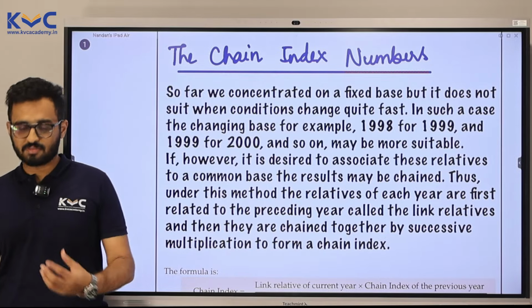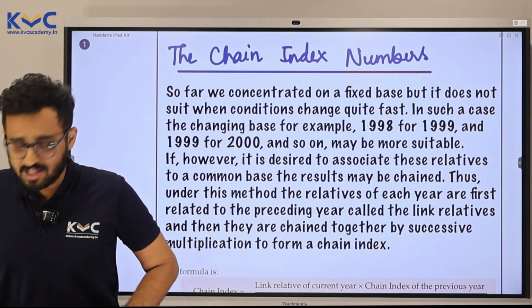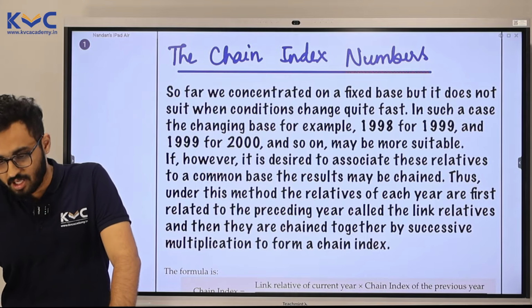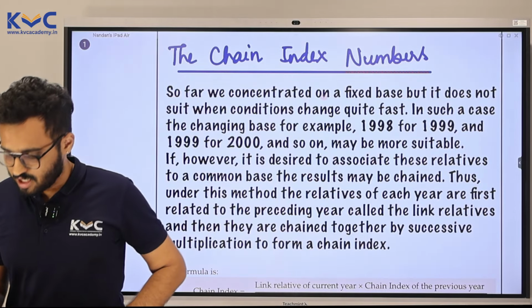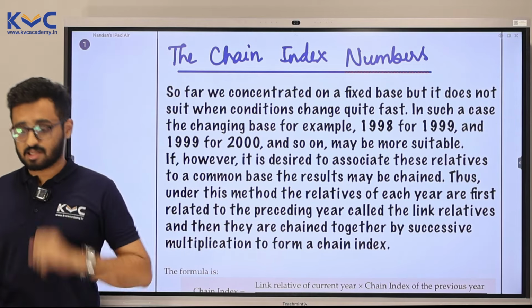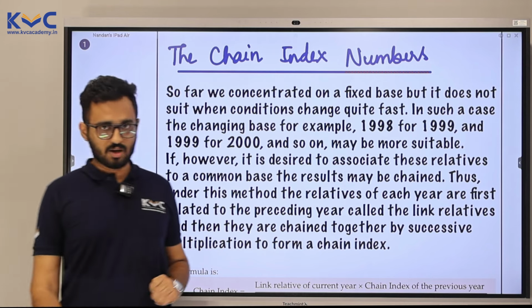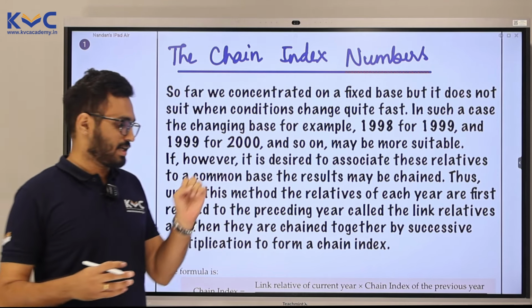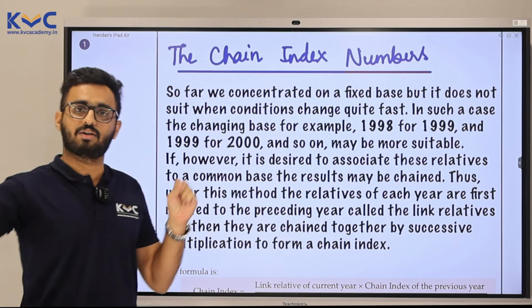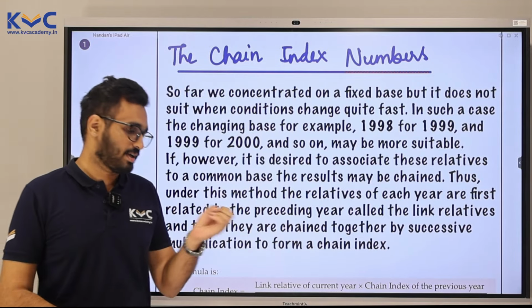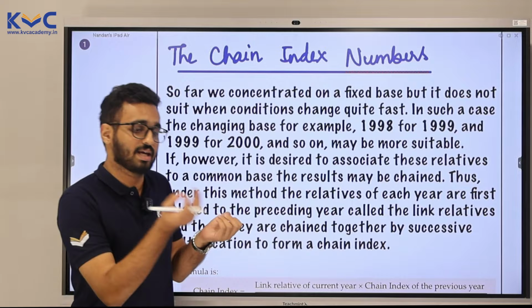Now the next concept that we'll be discussing is called the chain index numbers. So far we have concentrated on a fixed base, but it does not suit when conditions change quite fast. Correct? What we have been doing is taking 1 year as the base and calculating for all the different years. But reality wouldn't be like that. Fixing it on 1 year may not make sense.